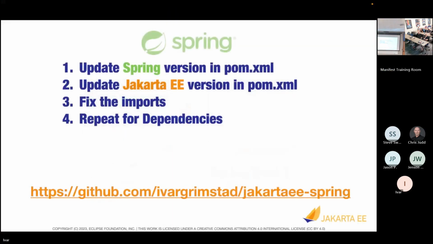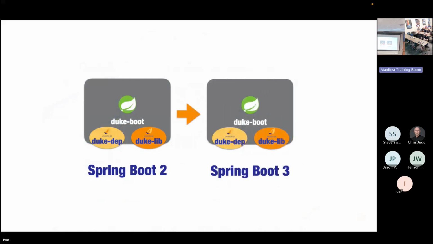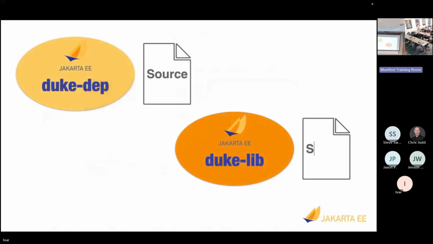So what I've done so far is upgrade the Spring and Jakarta dependencies, fix imports, and then repeat for all the dependencies that I have the source code available for. Turns out that I have one more dependency, the Duke lib, and I don't have the source code for this one. What I need to do is to get this Duke dependency and the Duke library over to the new version. The problem here is that I have the source code for Duke dependency, but I don't have the source code for Duke lib. And how can this happen?